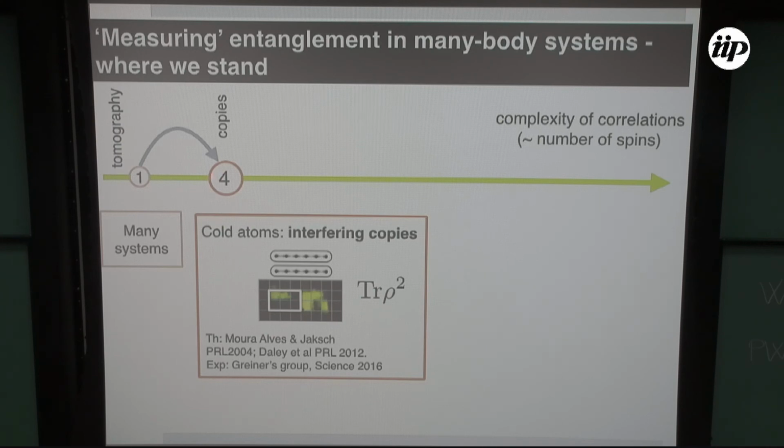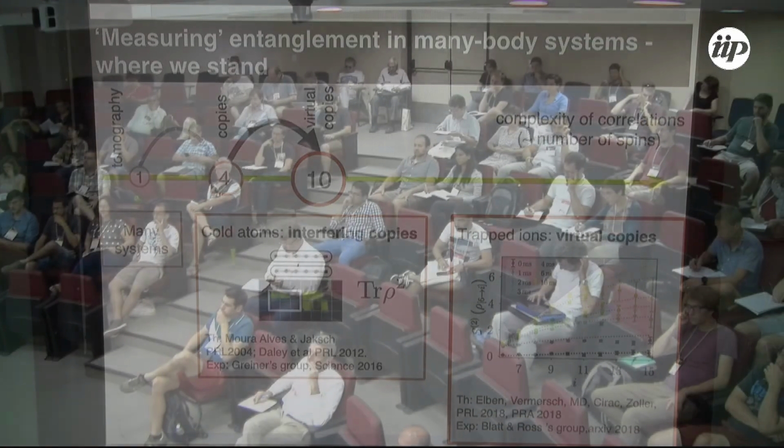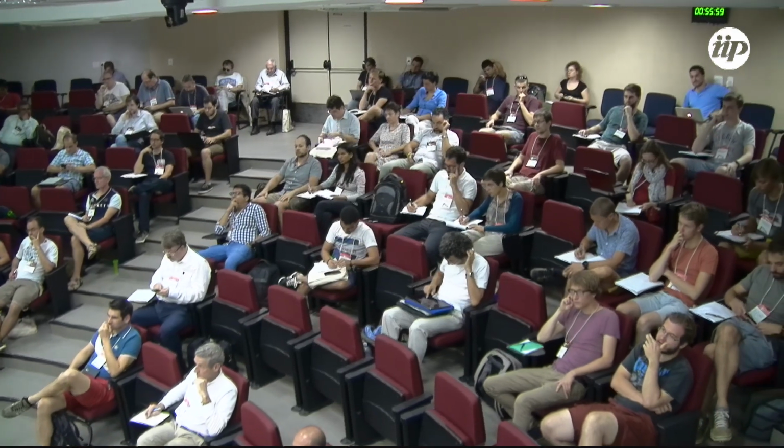Now, if you want to go to the next step, the largest system size where people have measured entanglement so far is trapped ions, by far. It's almost one order of magnitude more. This is a recent experiment done in the group of Christian Roos and Rainer Blatt. The idea there is that instead of having conventional copies, you actually interfere a system with itself through virtual copies. I will have a slide discussing this later. But you see, these numbers are very small.